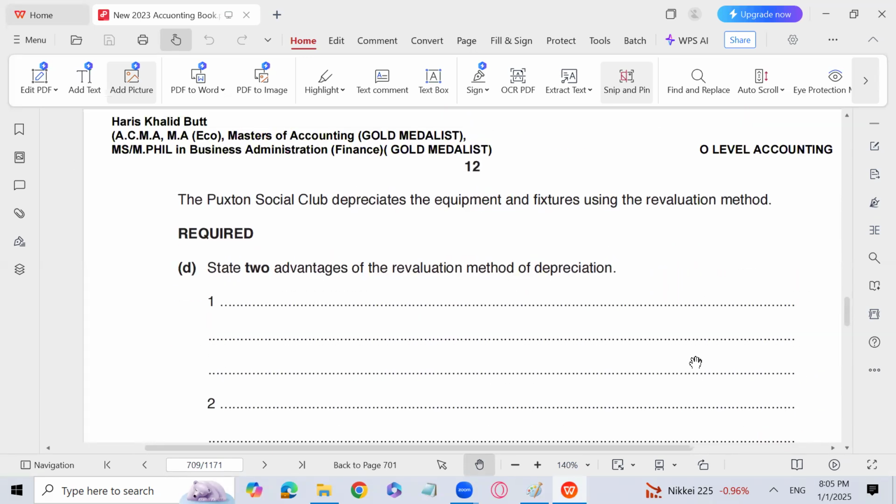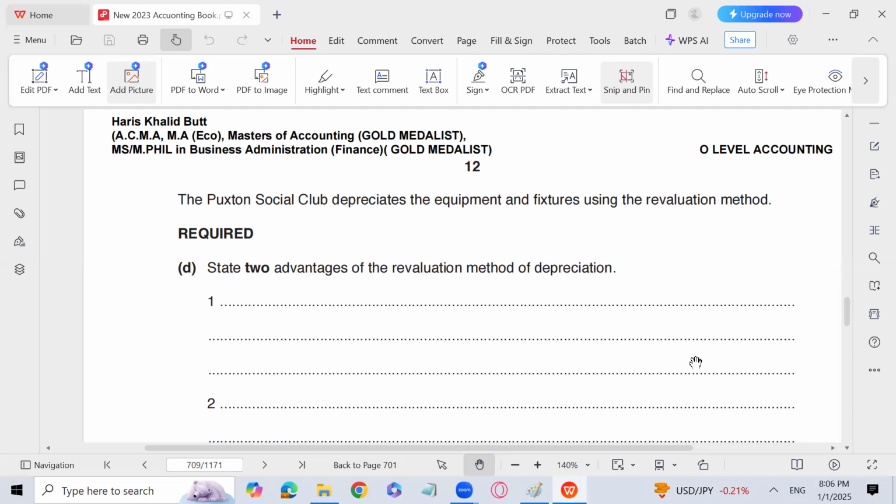Next, state 2 advantages of the revaluation method of depreciation. It is used for small assets, right? Like utensils, loose tools. Second, it is the application of the materiality concept, that those expenses which are not of material value will be shown as an expense rather than treating them as an asset. According to the materiality concept, because small assets like equipment and fixtures, that's why we use the revaluation method to depreciate them.